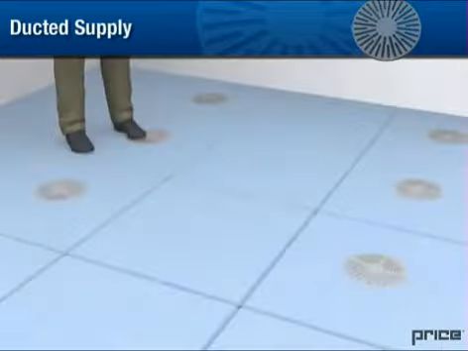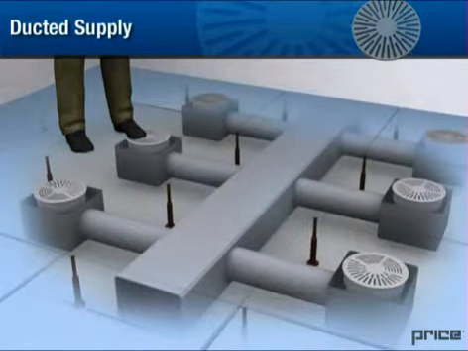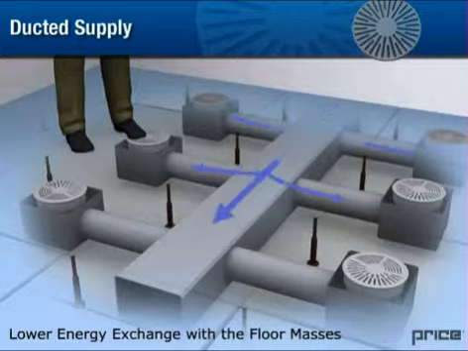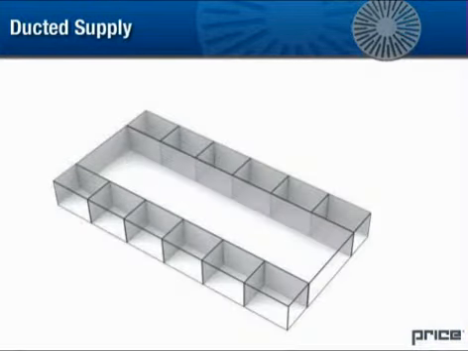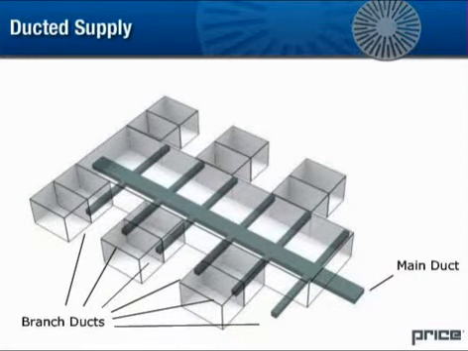The second method of supplying an underfloor air distribution system is to duct each of the underfloor outlets similar to a conventional overhead system. This method has the following advantages. Lower energy exchange with the floor masses. Since the air is ducted, it doesn't come in contact with the floor slab. It is recommended that main ducts be run in public areas or beneath walkways when laying out a ducted supply system for an underfloor air distribution system.